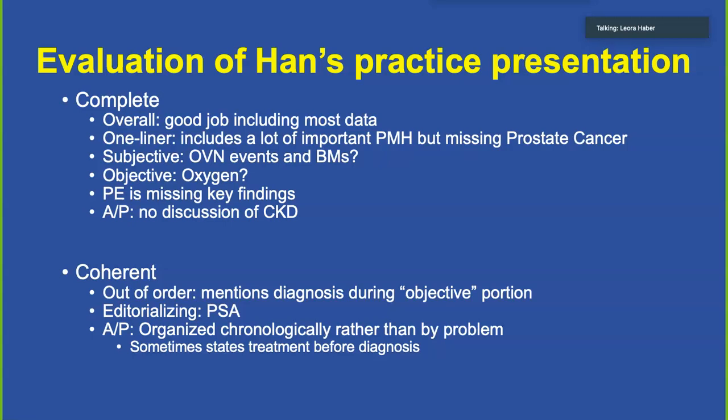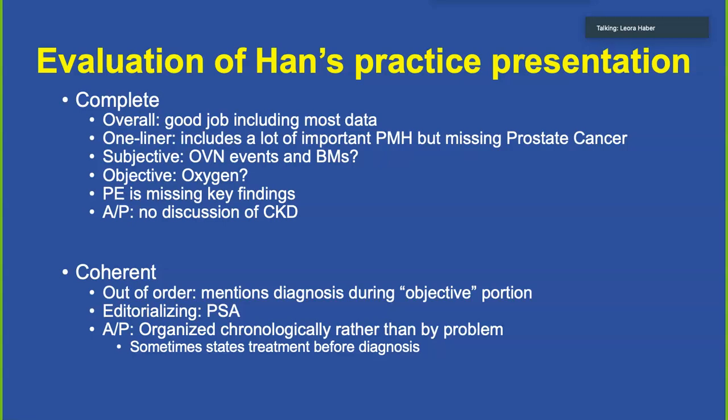In the objective portion, it was great that he included the trend in weight as well as the urine output, but an important finding to include would have also been whether or not this patient is on oxygen. In the physical exam, a few of the key findings that it would have been nice to hear about would have been the presence or absence of crackles or JVD, and given the history of MR, it would have been good to hear a discussion of whether a murmur was appreciated or not.